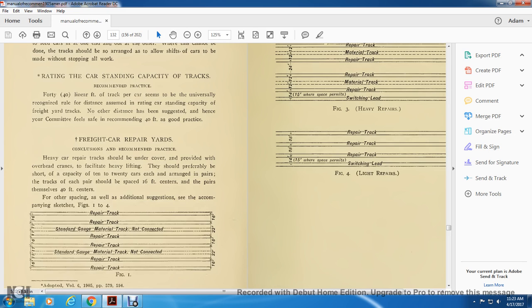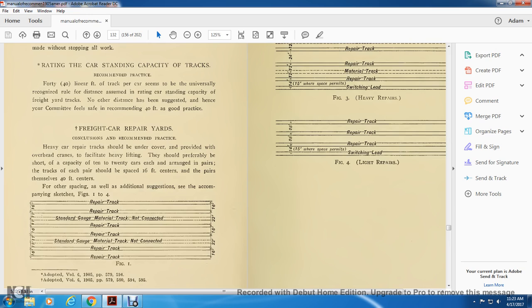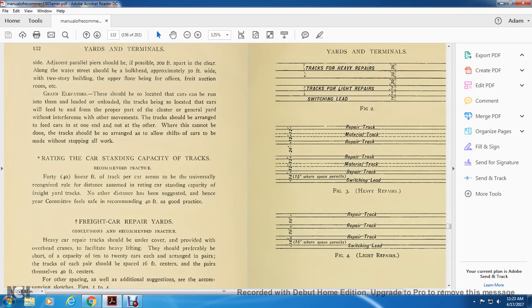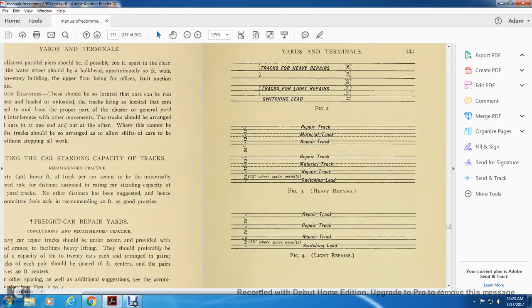For other spacing, as well as additional suggestions and comment, see the sketches, Figures 1 to 4. Figure 1 shows the repair track, standard gauge material track not connected to repair track, and the dimensions. Figure 2 shows the tracks of heavy repair tracks with light repair switching leads. Figure 3 shows heavy repairs: repair track, material track, repair track, material track, repair track, switching lead. Light repairs, Figure 4: repair track, switching lead.